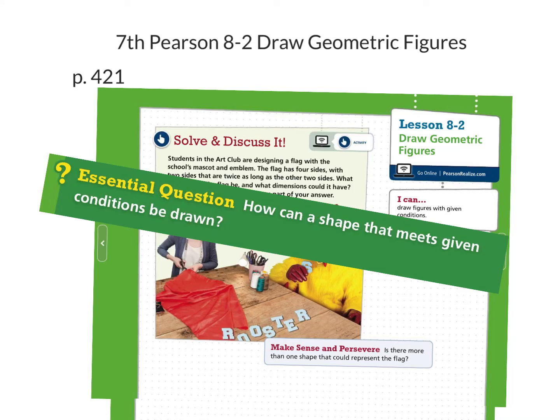Page 421, lesson 8.2 is on drawing geometric figures. Basically what's going to happen in this lesson, they're going to give us some information and we're going to draw the figure that they ask us to draw.